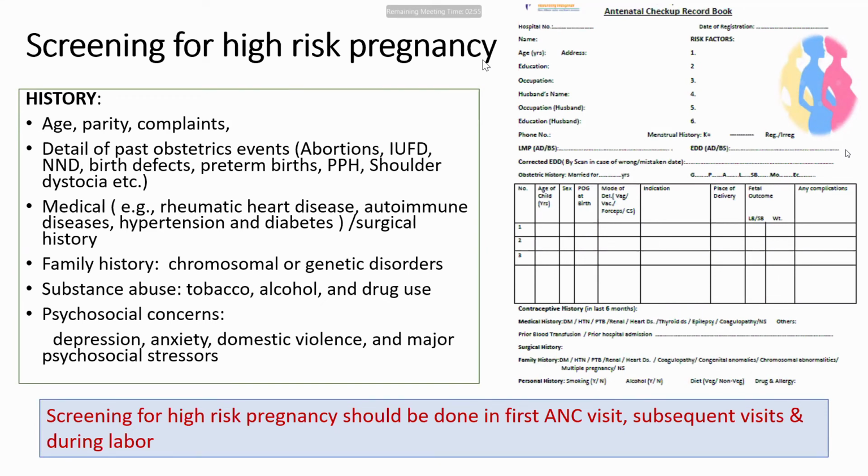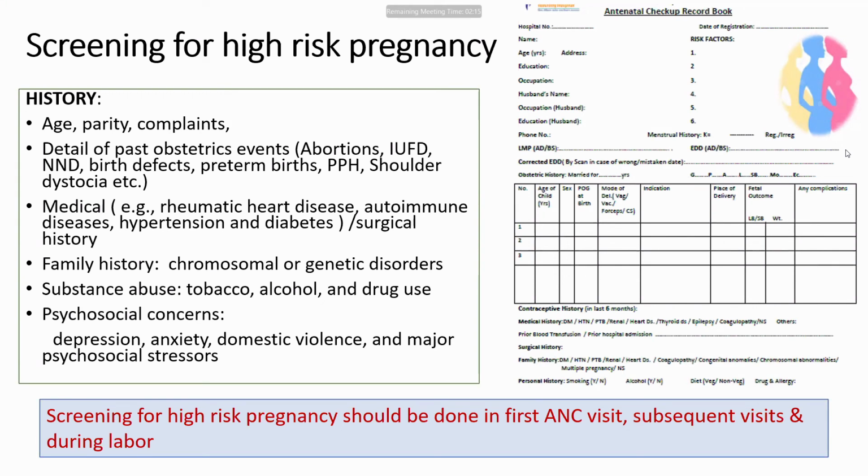Psychological concerns, like the patient having anxiety, depression, or maybe there could be linked domestic violence, major psychosocial stressors. Here we categorize these as a high risk pregnancy because the patient has poor attendance, there could be poor support, and the patient may develop, especially in the post-delivery period, depression or psychosis, and it can even lead to maternal suicide. So that's why these are high risk factors, and mental assessment is also an important part of antenatal care.